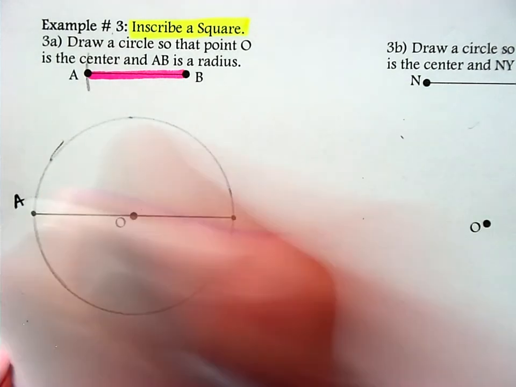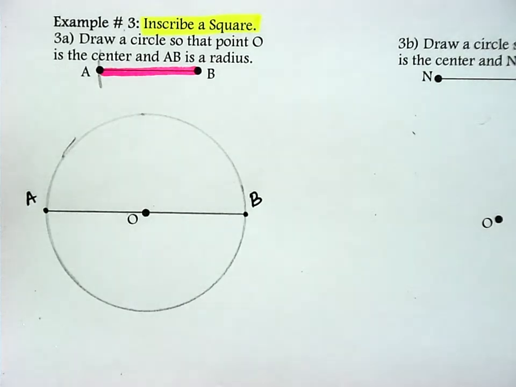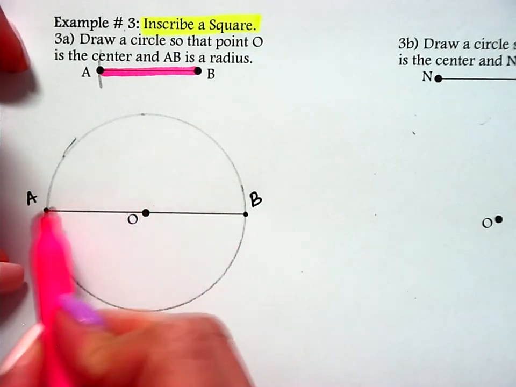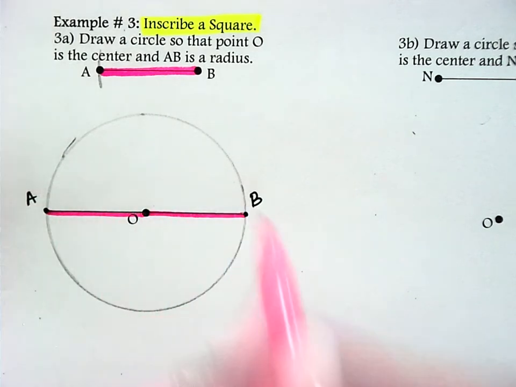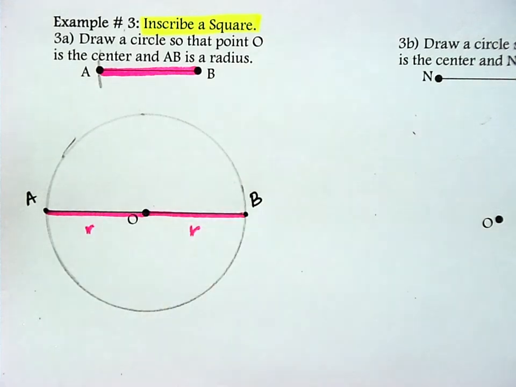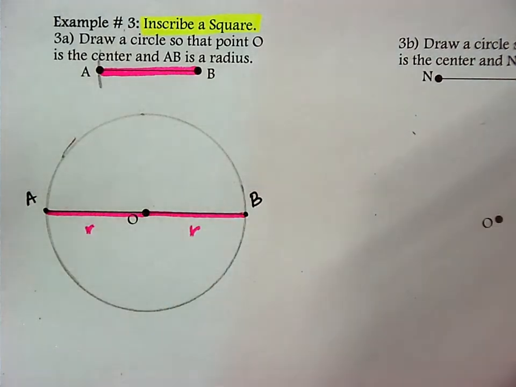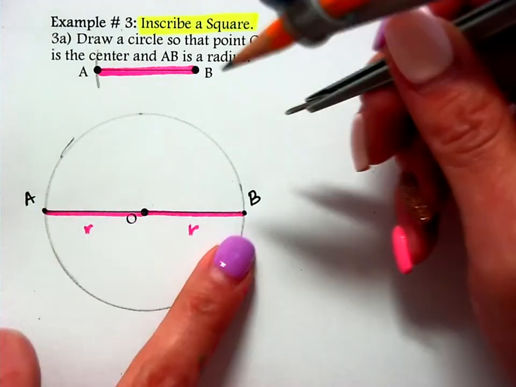We can label it whatever you want. That's my diameter. And remember, diameter equals 2 radii. That's a radius, and this is a radius. Two radii will give you a diameter. Okay. Next part, we're going to create a perpendicular bisector to the segment AB.